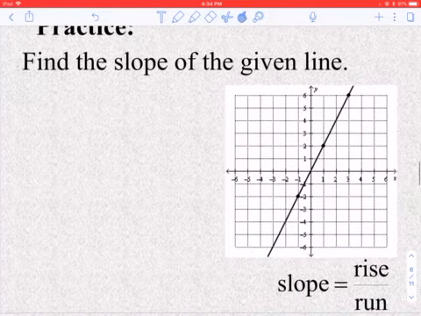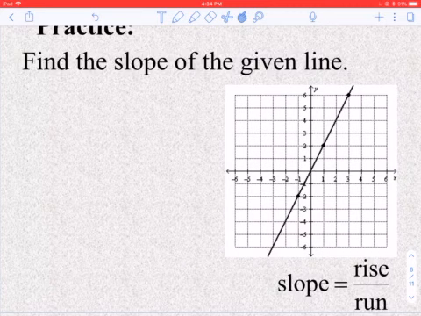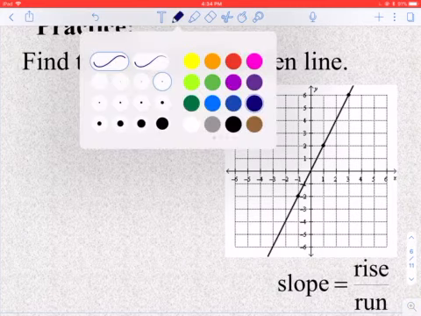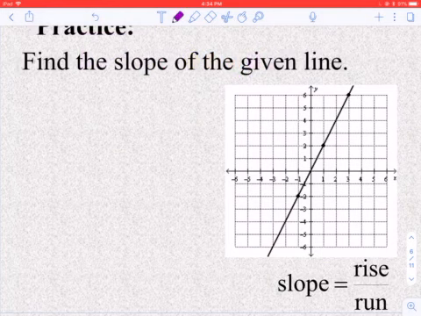Okay, so this is your practice problem. You need to figure out what the slope is for this line. Go ahead. You can pick any 2 points on this line. I'm going to use a lighter color so we could see it a little bit better. I've got a point here, here, and here.